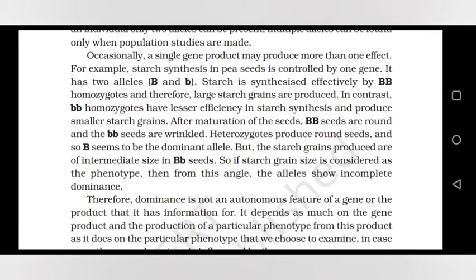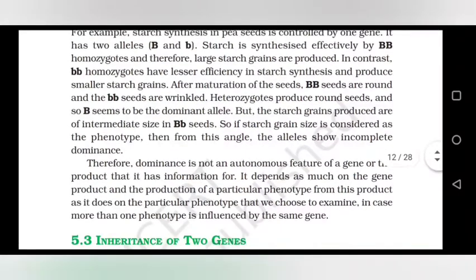So, what appears to be two different phenotypes is actually the product of one gene product. So, we can say that dominance is not an autonomous feature of a gene or the product that it has information for. It depends as much on the gene product and the production of a particular phenotype from this product as it does on the particular phenotype that we choose to examine. Okay, so this concept is very important.